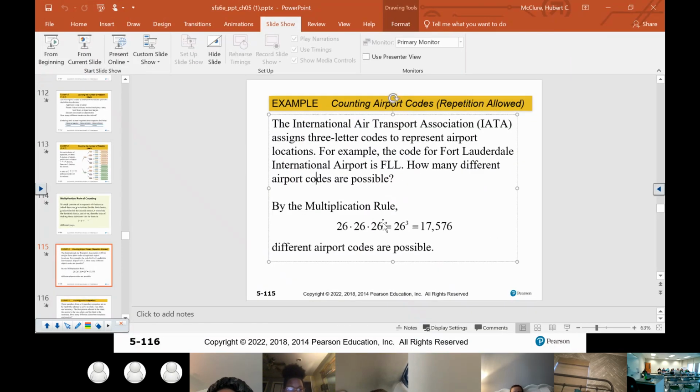Now they're going to show you how to do it, but that takes away my thunder. There you go. So that would be 26 to the 3rd power. The 26 represents the letters, and the 3 represents how many spaces there are. 3 spaces, exponent of 3. So you have 17,576 different combinations of airport codes. LAX, JFK, I don't know what LaGuardia is.